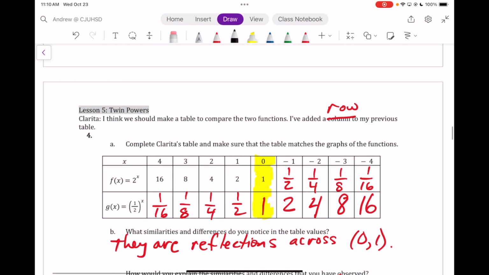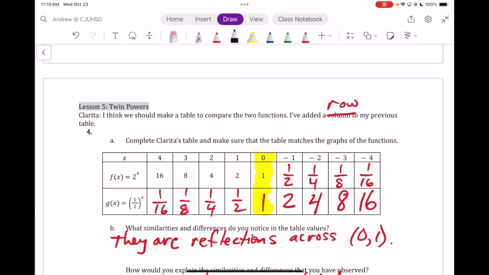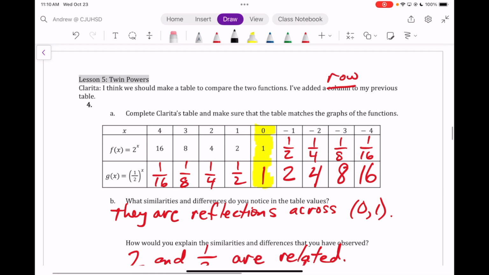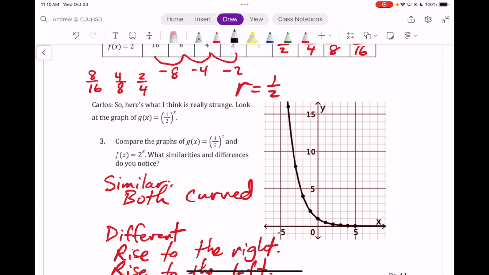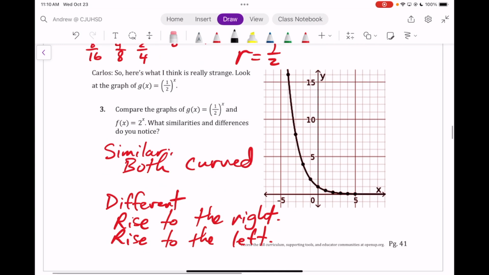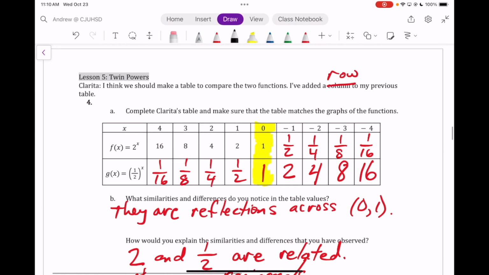So Clarita thinks, I think we should make a table to compare the two functions. I've added a row to her previous table. A row goes side to side, a column goes up and down. So what you notice is that when you looked at the graphs, the graphs are mirror reflections of each other. And so to get this, all you have to do is to take the negatives and flip them over to the positives and vice versa.